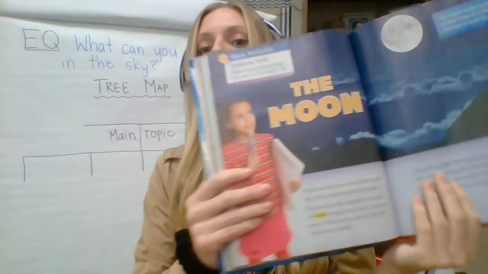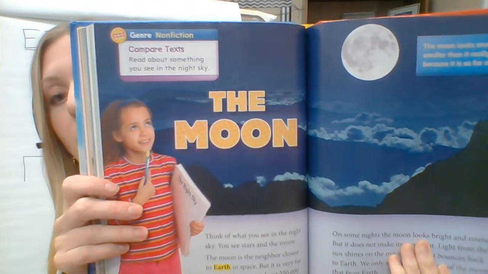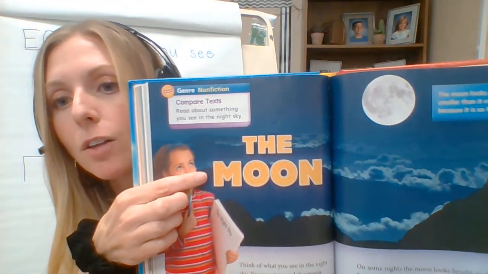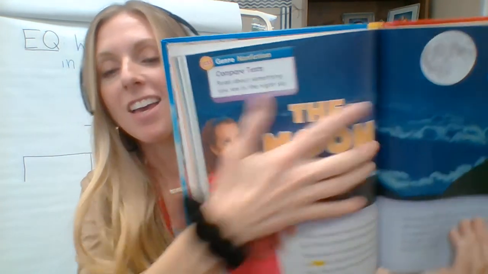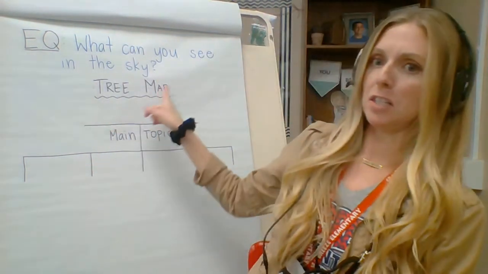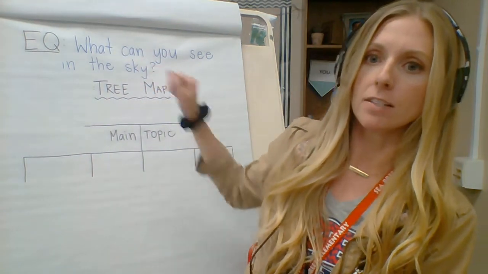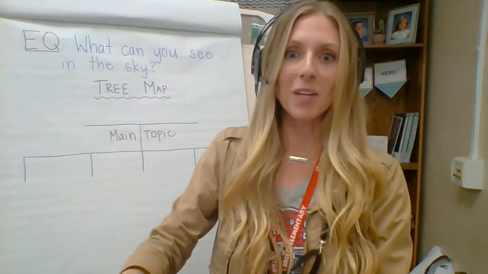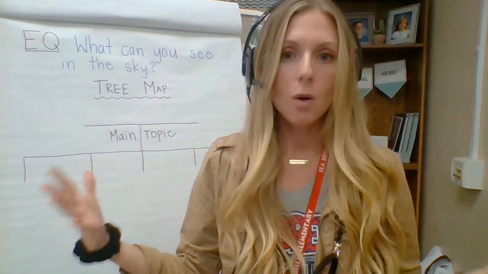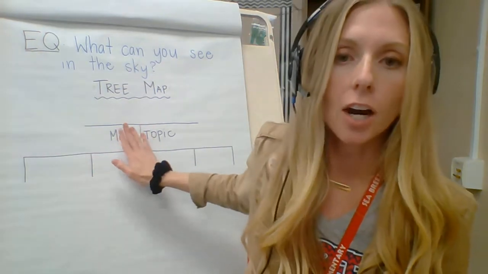Another clue that always tends to help us find the main topic is illustrations. Did you see the picture? So not only is the title The Moon, what is this a picture of right here in the sky? The moon. And is that our essential anything here in our essential question? What can we see in the sky? Can you see a moon in the sky? Yes, you can. So let's go ahead and write this on our tree map.